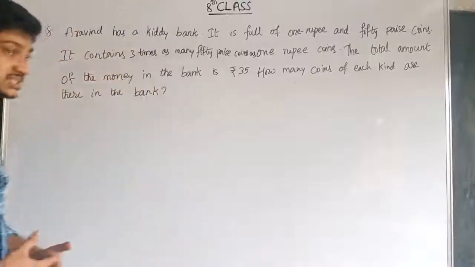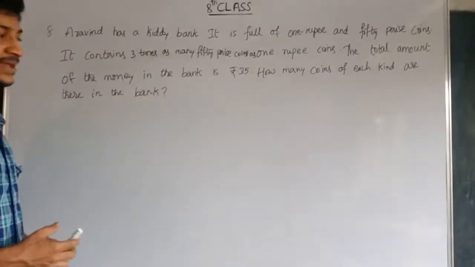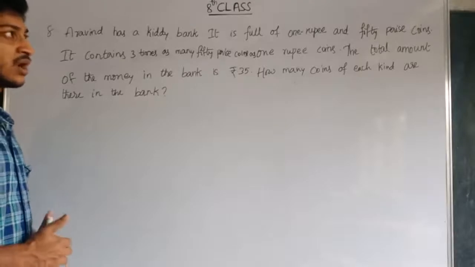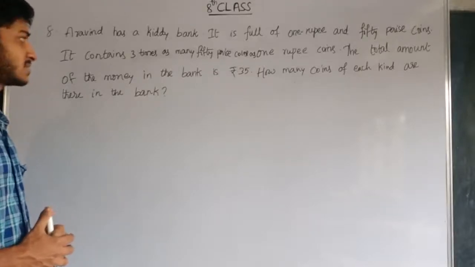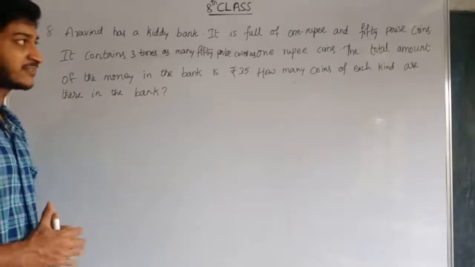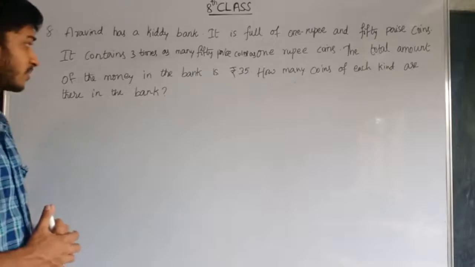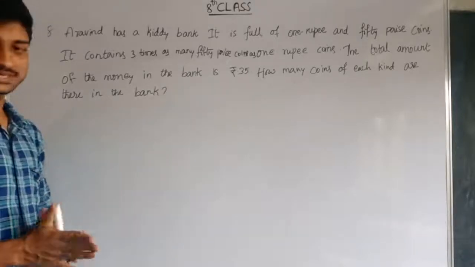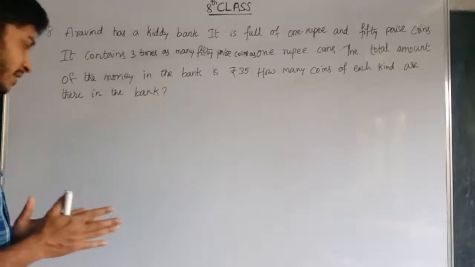See here on the board, students, this is the first problem today. Arvind has a kiddie bank. It is full of 1 rupee and 50 paisa coins. It contains 3 times as many 50 paisa coins as 1 rupee coins. The total amount of money in the bank is 35 rupees. How many coins of each kind are there in the bank?